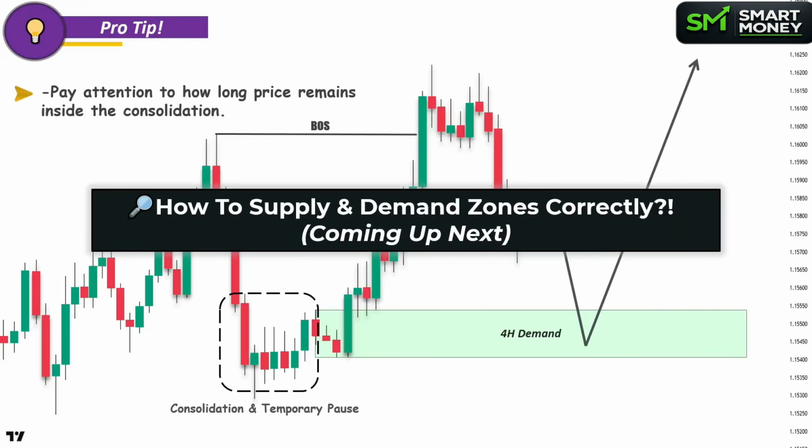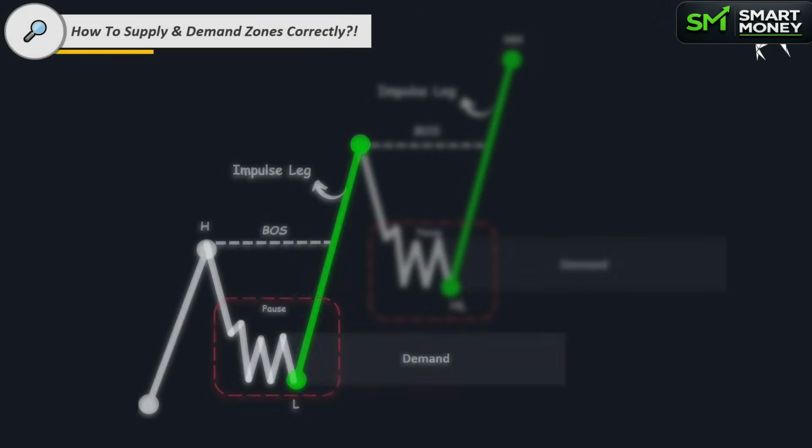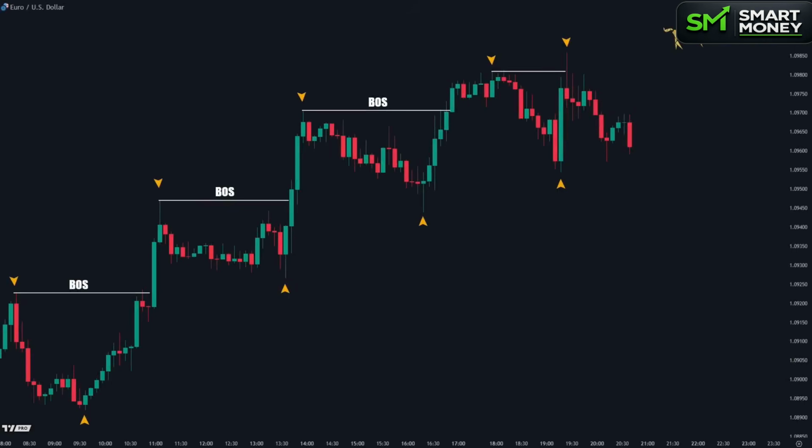To identify supply and demand zones correctly, focus on the origin of the impulsive move that caused the break of structure. This is the exact area where price aggressively moved away. In a bullish scenario, the final down-close candle, or a series of consecutive down-close candles, at the origin of the bullish impulse represents the demand zone. These candles usually form inside or immediately after the accumulation phase.